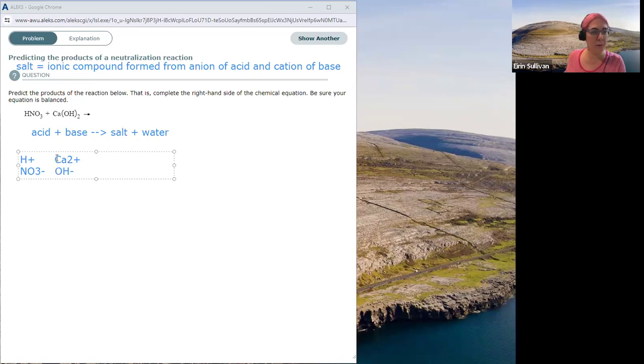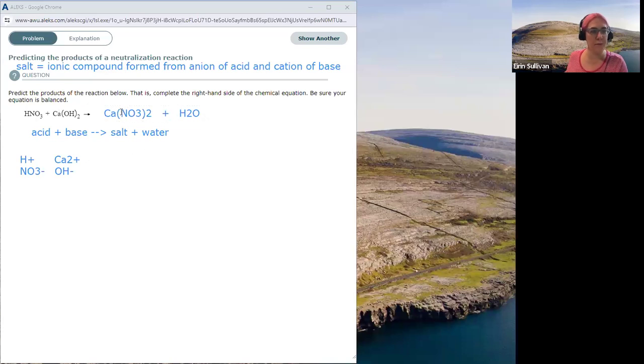So let's write the formula of the salt then. It's going to be the cation of the base and the anion of the acid. And as you can see, I'm going to need two nitrate ions to balance that calcium 2 plus. Okay, so calcium nitrate, Ca(NO3)2, will give me my balanced ionic compound for my salt, and the only other product possible is water. So then I have to make sure that this is balanced.